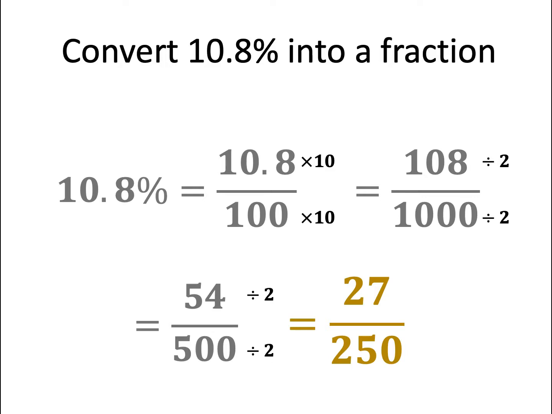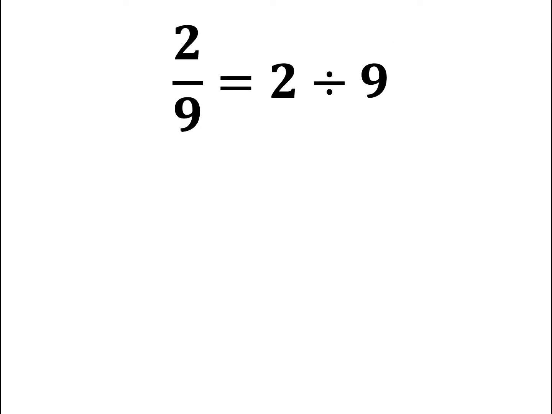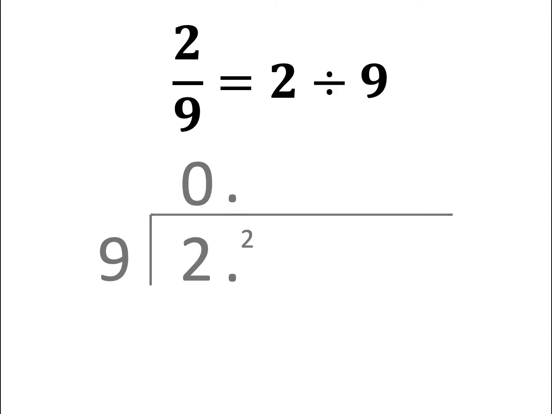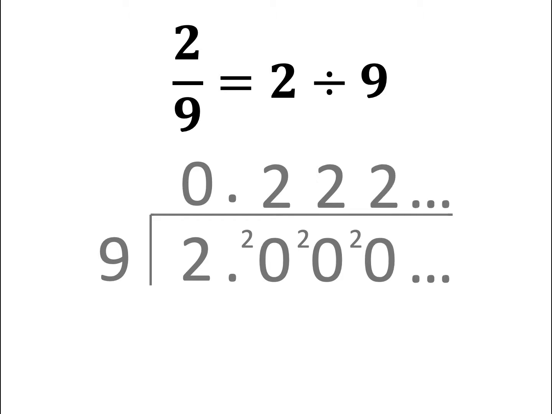We now have to convert 2 over 9 into a decimal. We do this by dividing 2 by 9. Using the bus stop method, 9 is too large and can't fit into 2. The 2 gets carried over to the placeholder. 9 into 20 is 2, remainder 2, and so on. Therefore, the answer is 0.2 recurring.